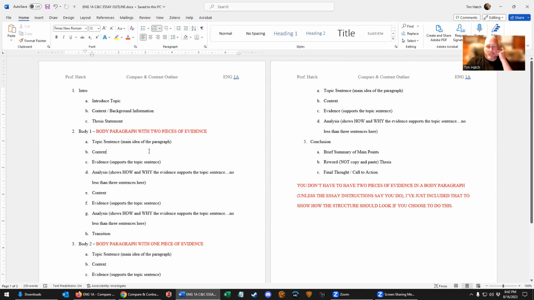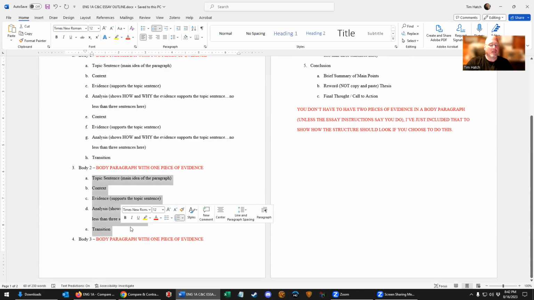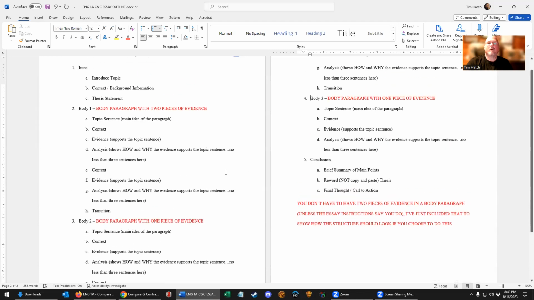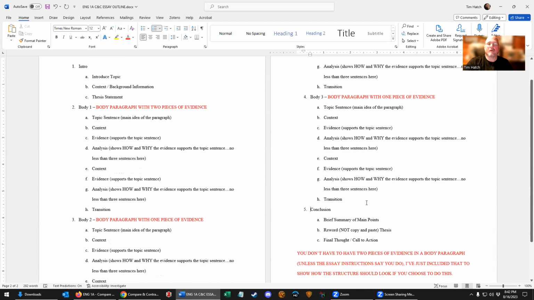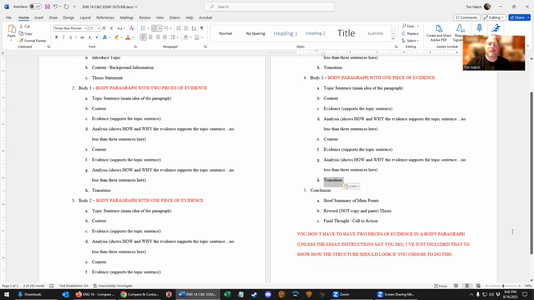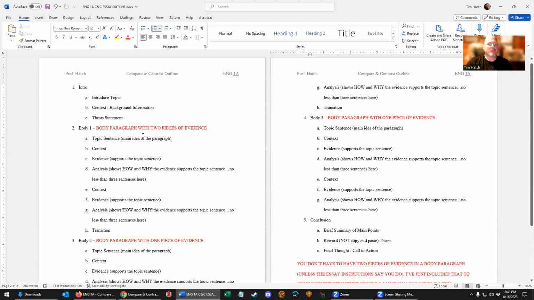So this assignment requires that you use two pieces of evidence in every body paragraph. The first thing I am going to do is copy the first body paragraph here, and then I'm literally going to paste it in the second and third body paragraph. And now each body paragraph has room for two pieces of evidence.